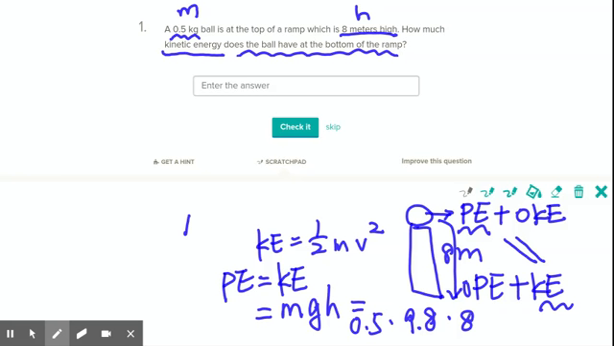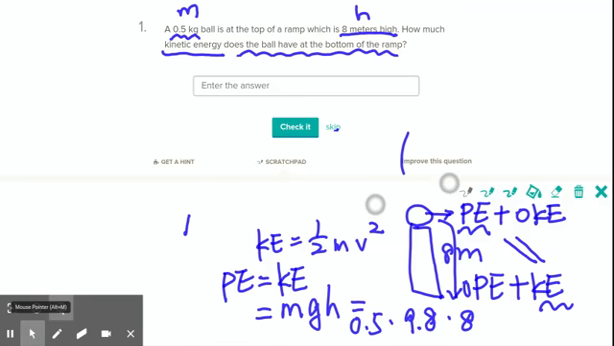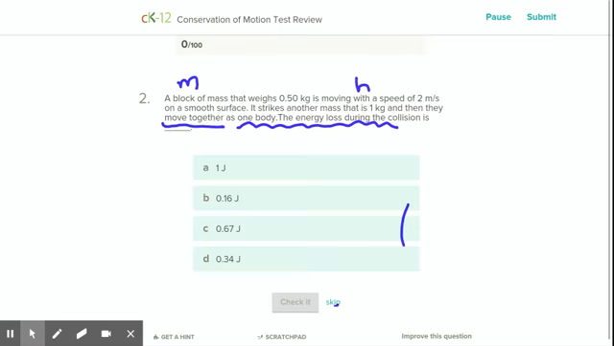Can I skip? Okay. Ooh. No, if I write it here, it's the same page.